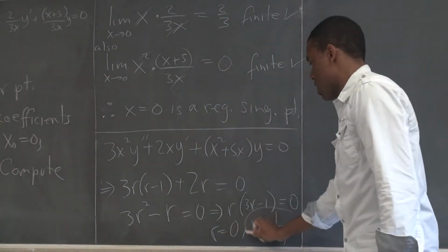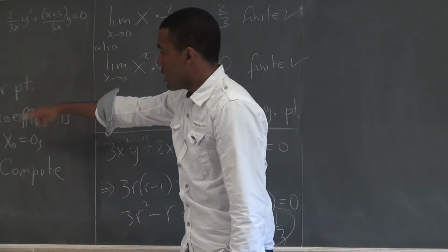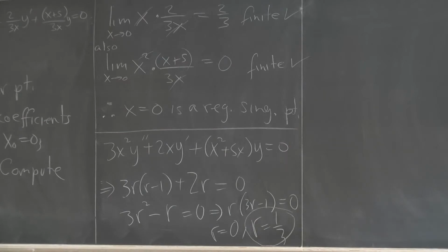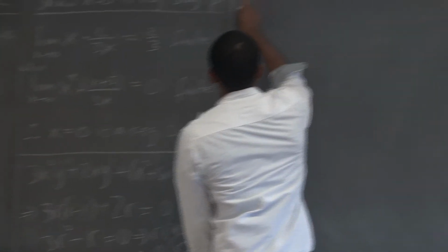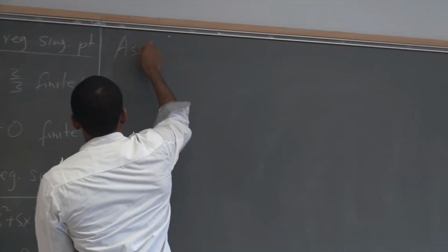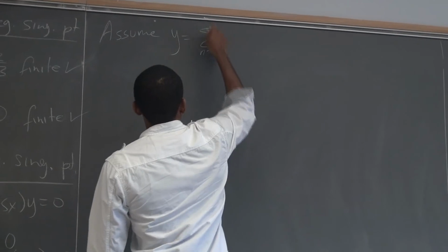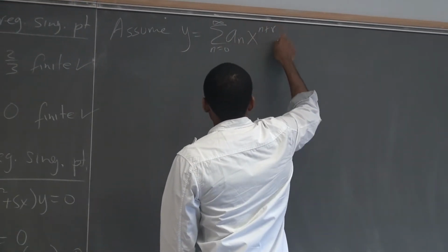So 1/3 is our larger root, which means when I get to the recurrence formula, I'm going to plug in r equals 1/3. But before that, just leave it as r, just to make things easier to write down. So assume y equals the sum from n equals 0 to infinity of a_n x to the n plus r.